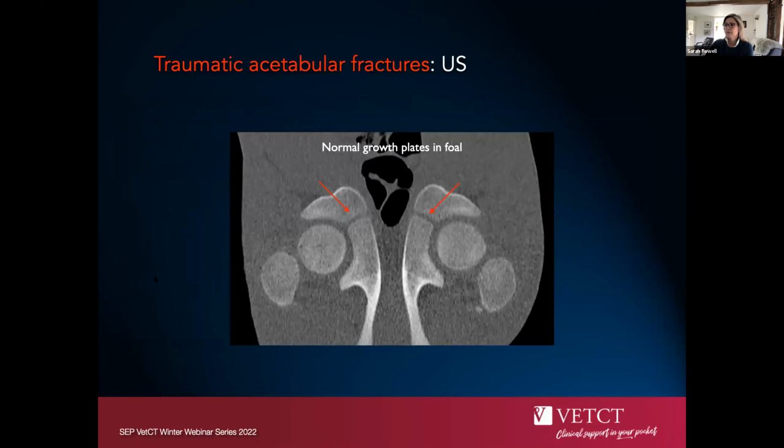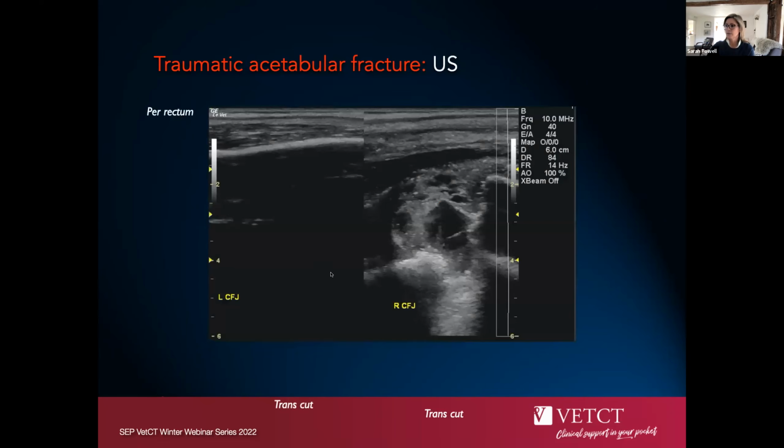Traumatic acetabular fractures can occur in any animal, but I've seen them not commonly, but frequently, I would say, in young thoroughbreds, again, mostly fillies, who have fractures through the growth plate in the acetabulum. So this is just a CT image of a foal to show the location of the growth plate.